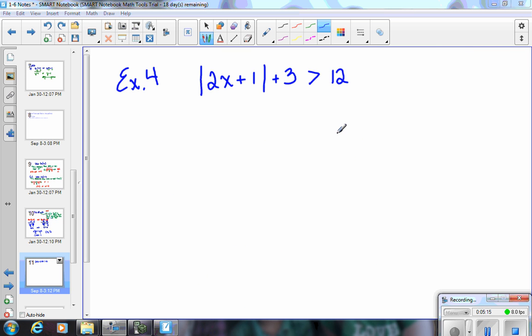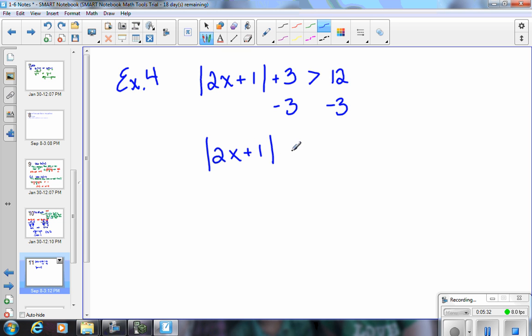All right, here's another example. Now, just like with absolute value equations, you have to isolate the absolute value portion first before you can break it into the cases. So we are going to start by subtracting 3 from both sides. I still have absolute value greater than 9. Now I can do the two cases.